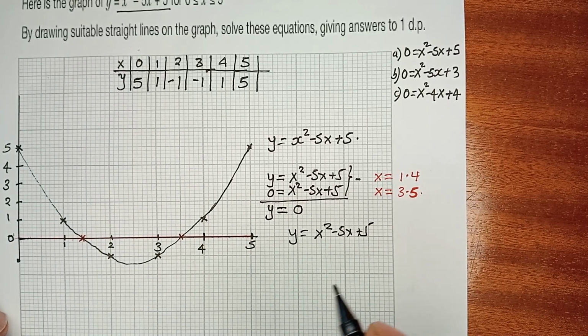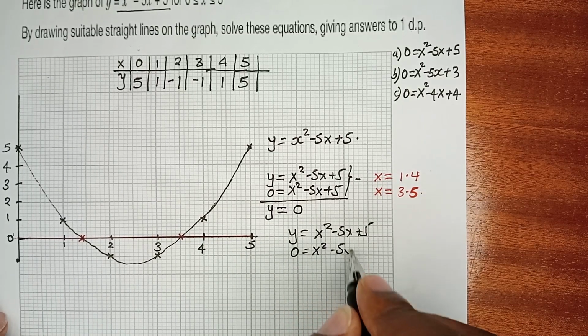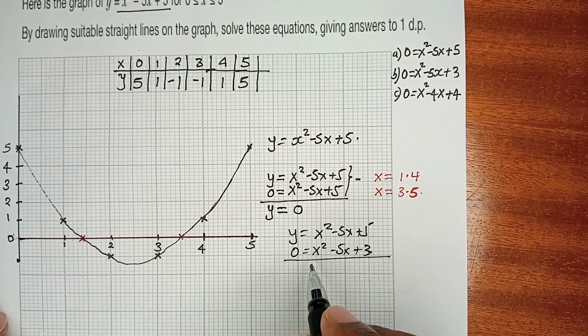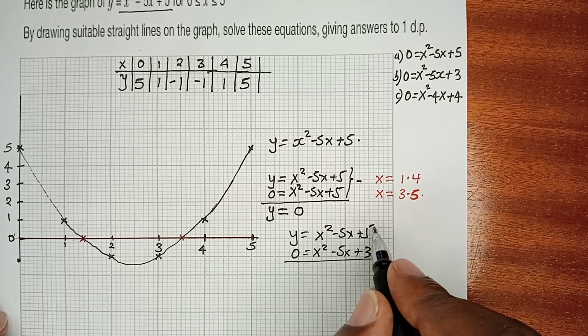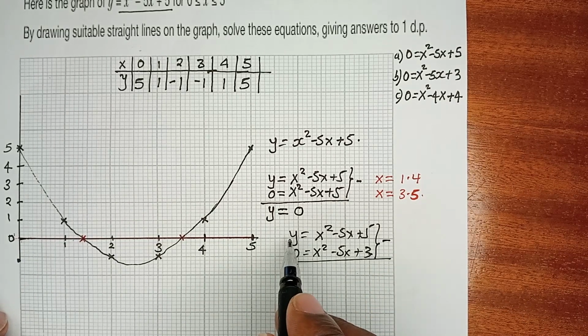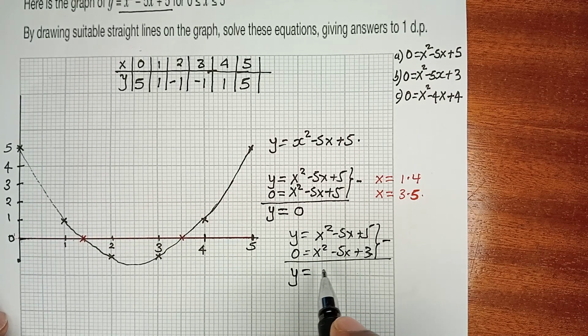The equation to be solved, 0 is equals to x squared minus 5x plus 3. Again, the coefficients of x squared are the same. We do not need to balance anything. We just go directly to subtraction because the signs are the same. Y minus 0 is y. X squared minus x squared is 0. Minus 5x minus 5x is also 0. And 5 minus 3 is 2.